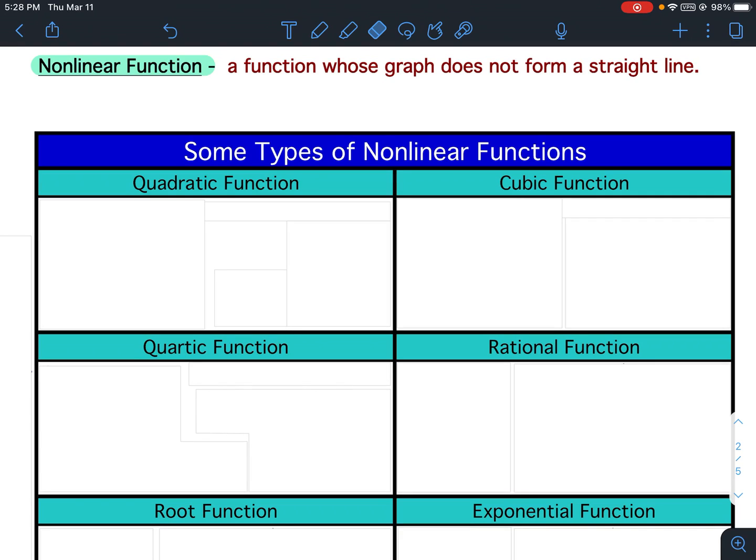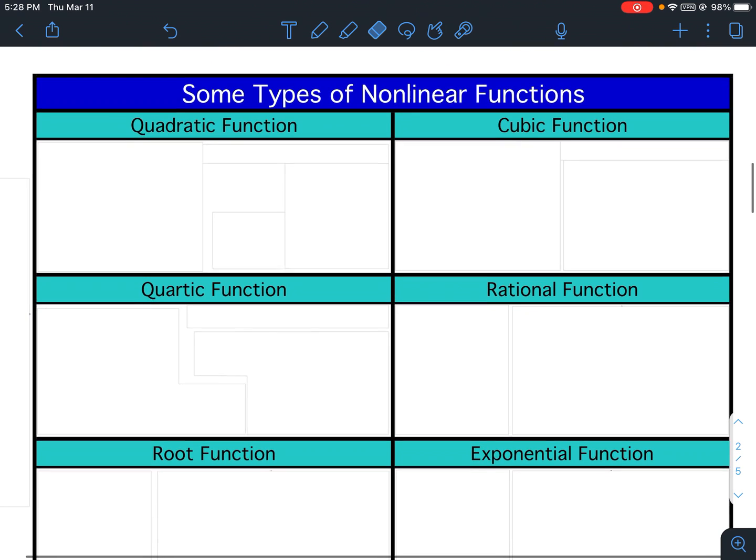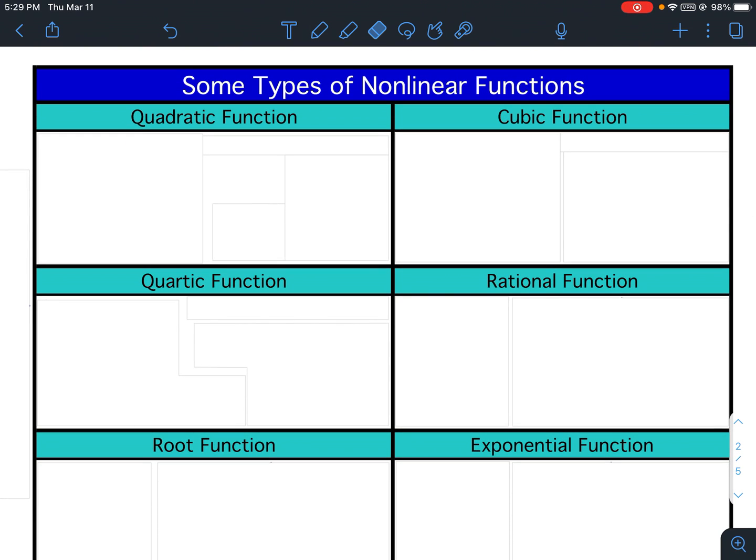Linear and nonlinear functions, lesson 14 notes. Nonlinear functions are functions whose graph does not form a straight line. So if there's any type of curve or break or anything like that in the graph, then it would be a nonlinear function. We're going to look at 6 different types of nonlinear functions.